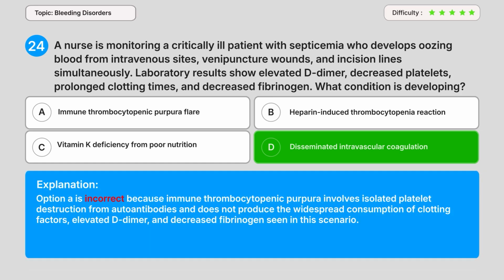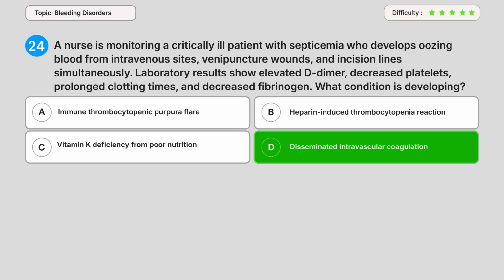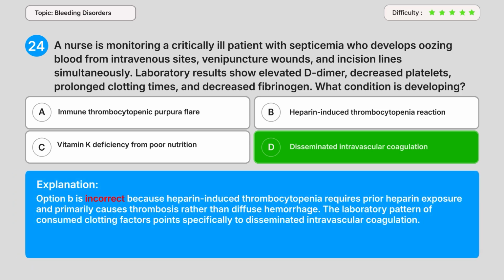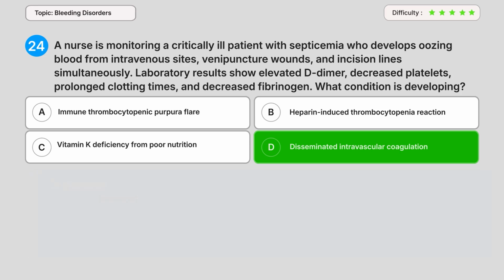Option A is incorrect because immune thrombocytopenic purpura involves isolated platelet destruction from autoantibodies and does not produce the widespread consumption of clotting factors, elevated D-dimer, and decreased fibrinogen seen in this scenario. Option B is incorrect because heparin-induced thrombocytopenia requires prior heparin exposure and primarily causes thrombosis rather than diffuse hemorrhage. The laboratory pattern of consumed clotting factors points specifically to disseminated intravascular coagulation.